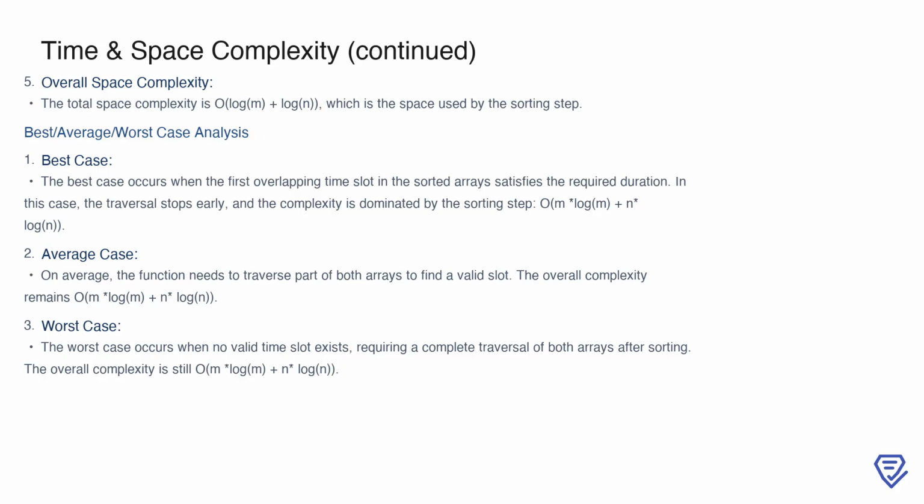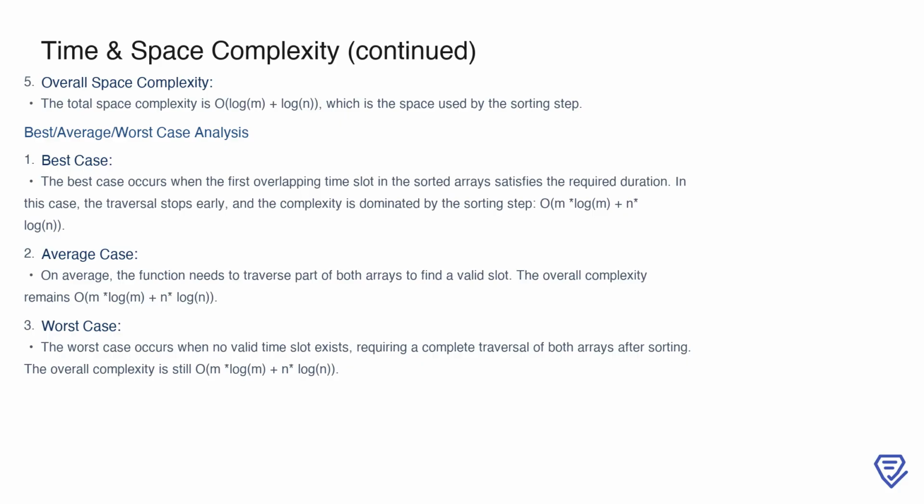Now, let's analyze the best, average, and worst-case scenarios for the algorithm. In the best case, the first overlapping time slot in the sorted arrays meets the required duration, allowing the traversal to terminate early. Here, the time complexity is dominated by sorting, resulting in O(m log m + n log n). In the average case, the function needs to traverse part of both arrays to find a valid slot, but the overall complexity still remains O(m log m + n log n).